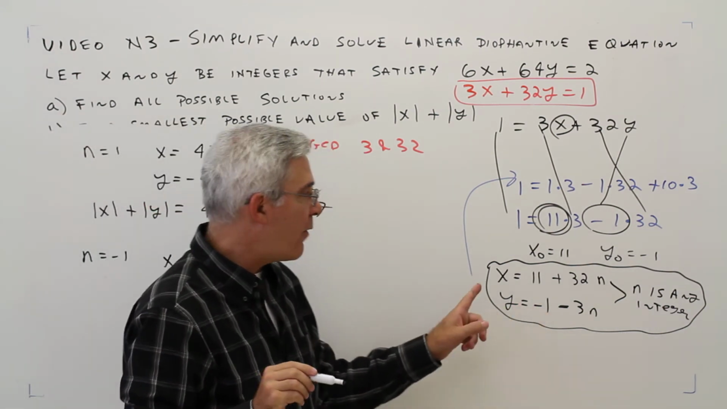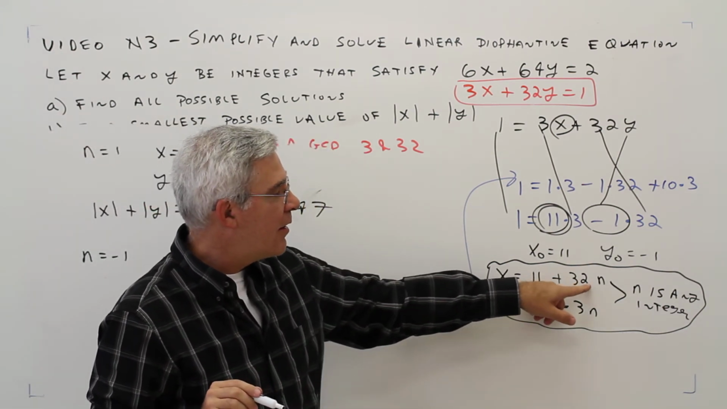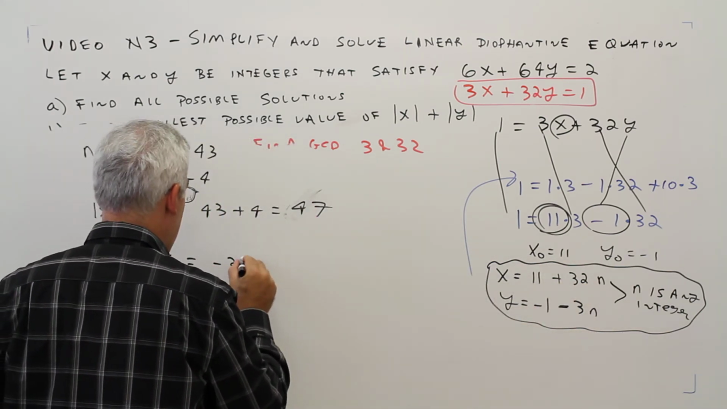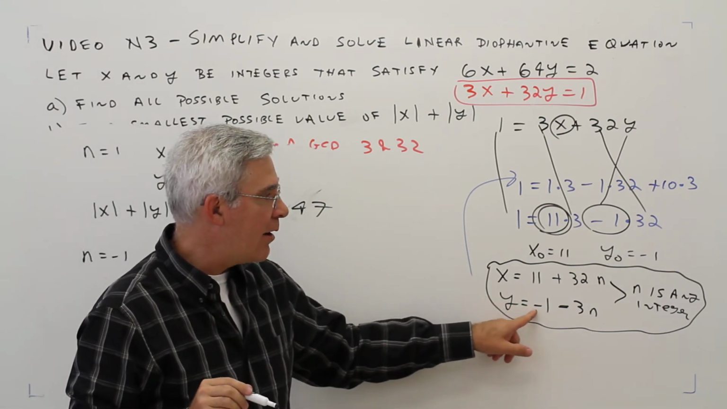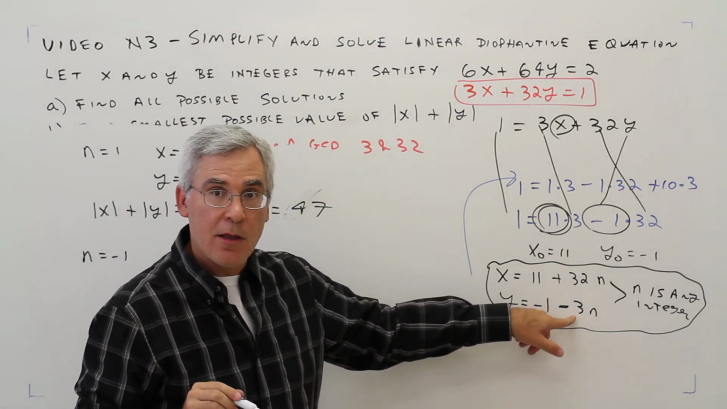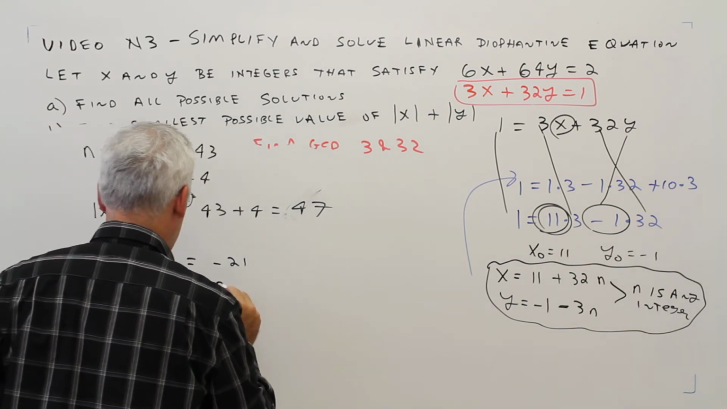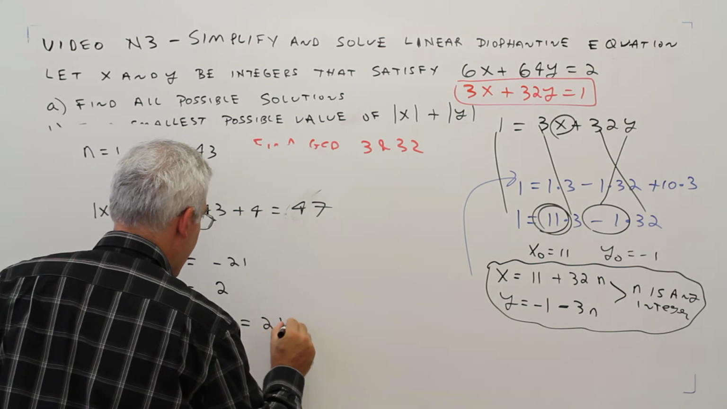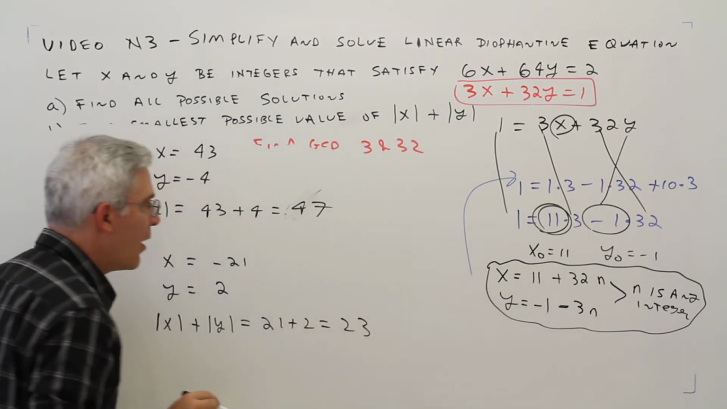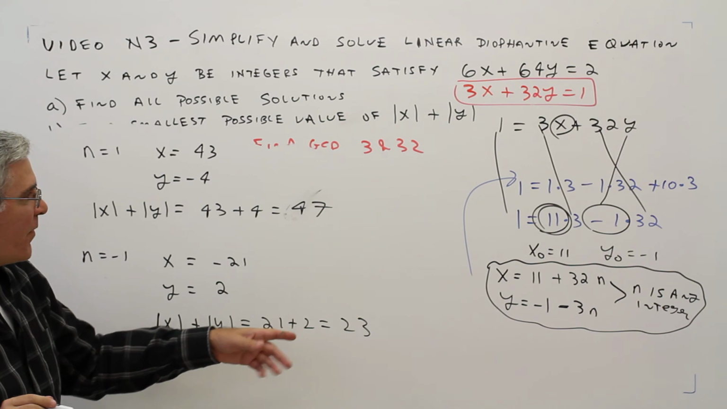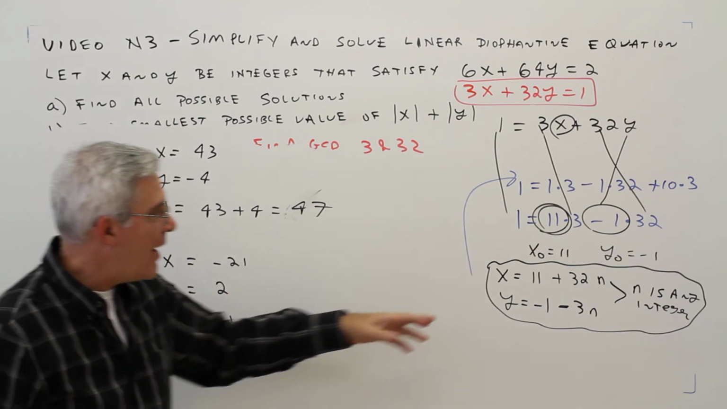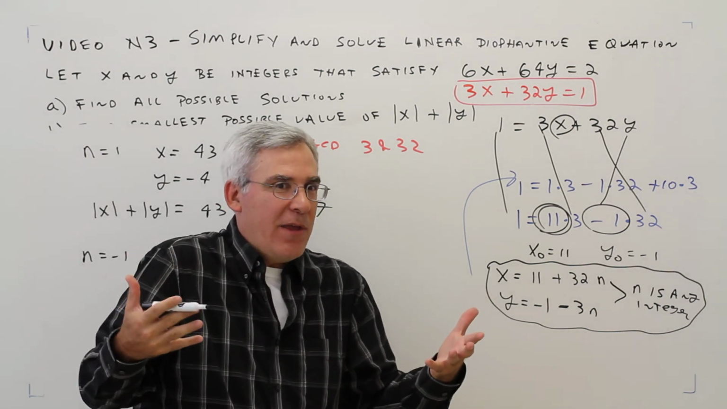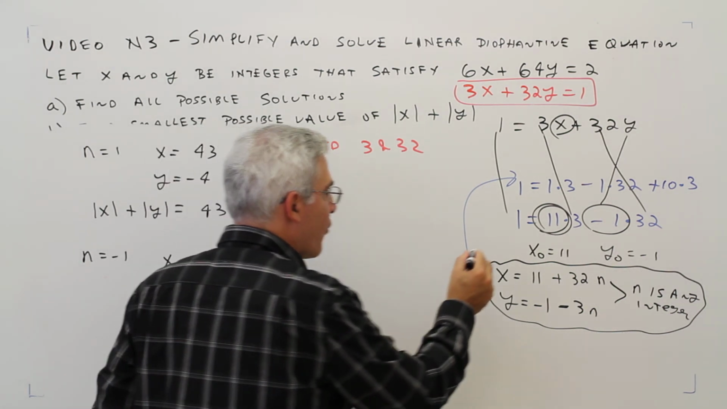You could let n equal -1 and do the same process. If n were -1, 11 minus 32, that's going to be -21. -1, that's going to be plus 3, so it's going to be 2. So the absolute value of x plus the absolute value of y equals 21 plus 2 equals 23. That's smaller. If you kept letting n be more and more negative, you can see that these absolute values are going to end up being larger and larger. Let's try this.